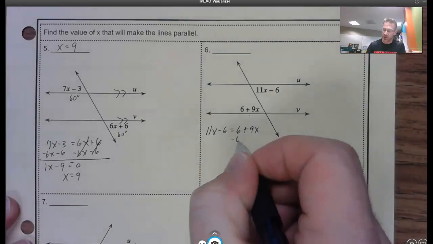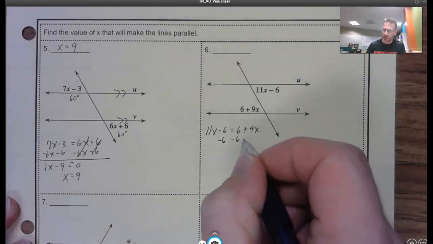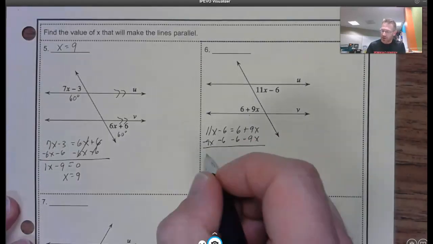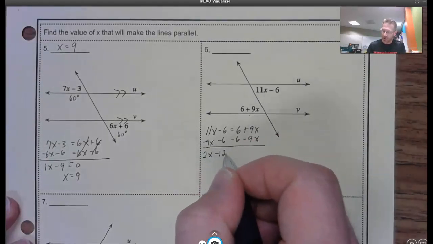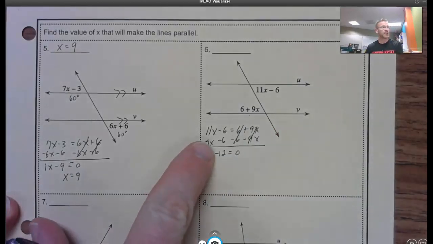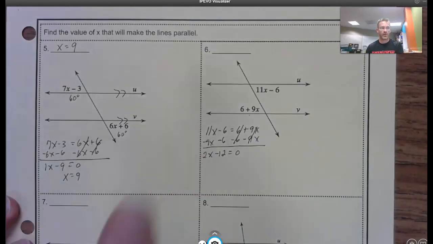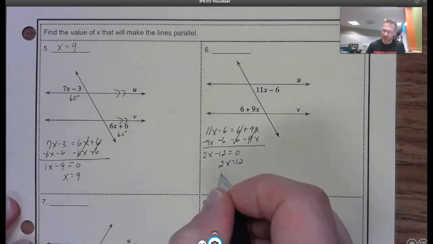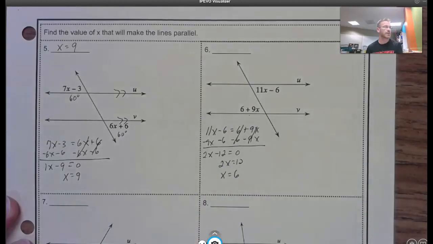So I'm going to make this equal to 0, subtract 6 from both sides, and then subtract 9x from both sides. All right, so I get 2x minus 12 is equal to 0. And then once again, what minus 12 is 0? 12. So we know 2x has to be 12. Divide by 2, and we know x has to be 6.